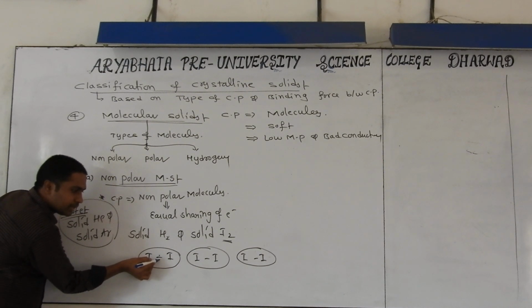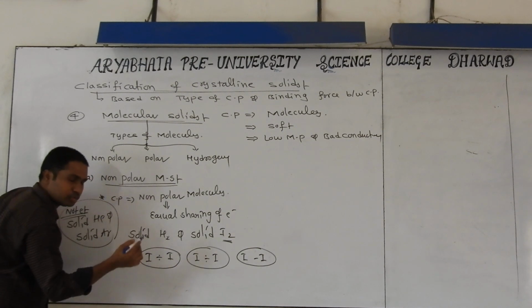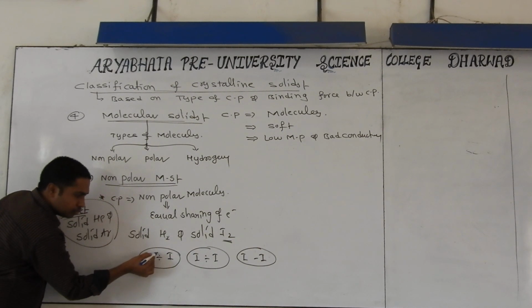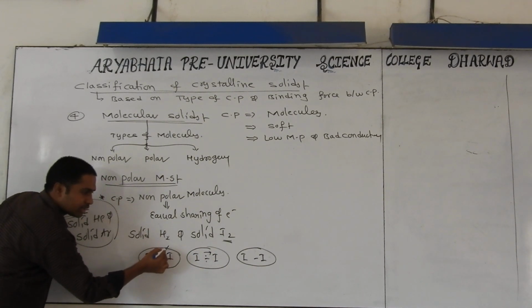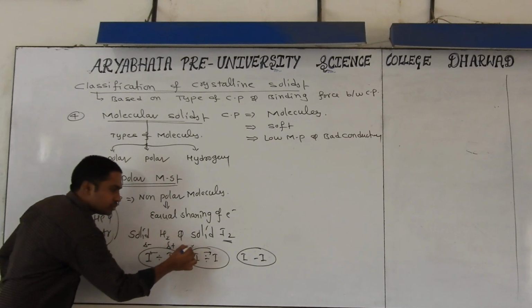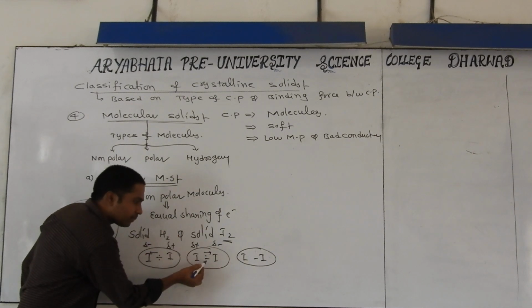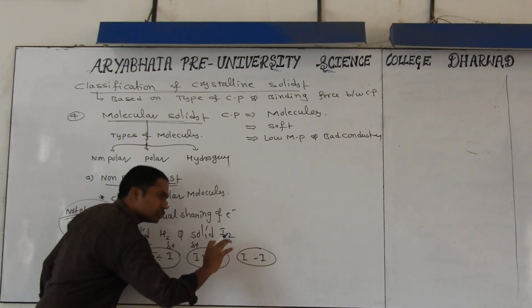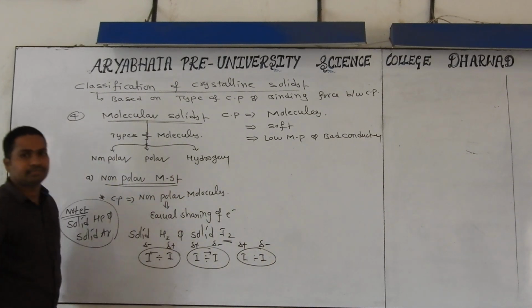Here a shared pair is there, here also a shared pair is there. They will attract or repel together. Then this pair moves away from this one, and this pair moves away from this one. Automatically here we are getting partially positive, here partially negative. Here also the same situation, partially positive and partially negative. Again the pair is going away from this one, and we are getting minus here, plus here.